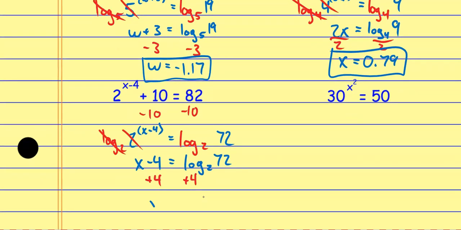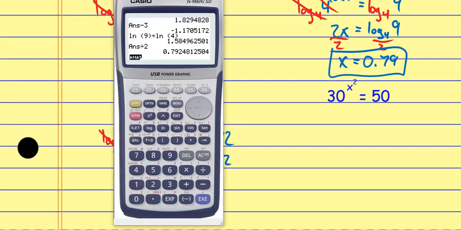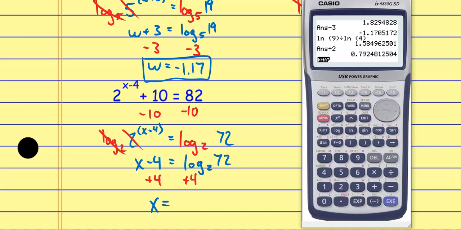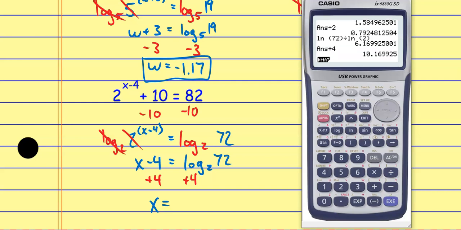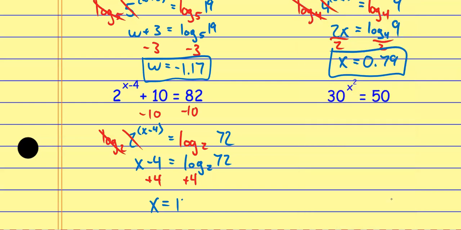And now I go reaching for that calculator. Here we go. That's going to be the natural log of 72 divided by the natural log of 2. Now I'm going to add the 4 to that. So I get a 10.17.